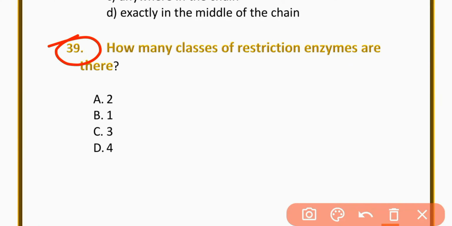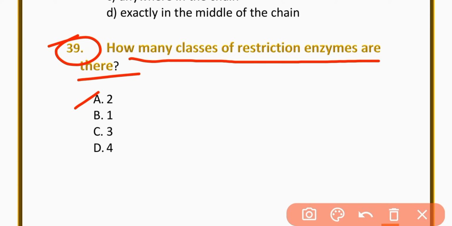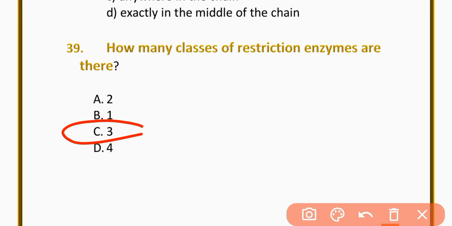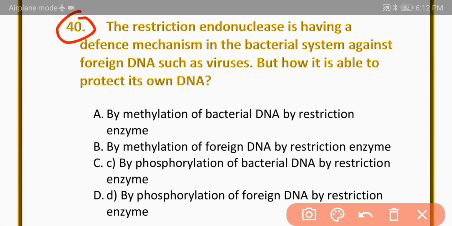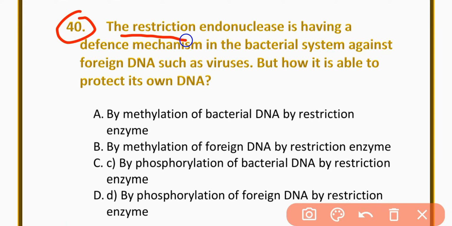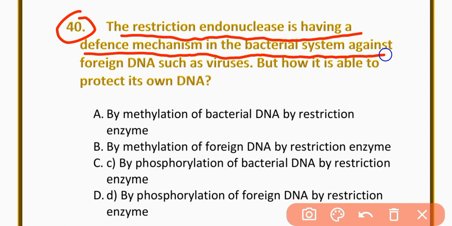MCQs 39. How many classes of restriction enzymes are there? 2, 1, 3, 4. The correct option is option C. MCQ 40. Restriction endonucleases have a defense mechanism in bacterial systems against foreign DNA such as viruses.